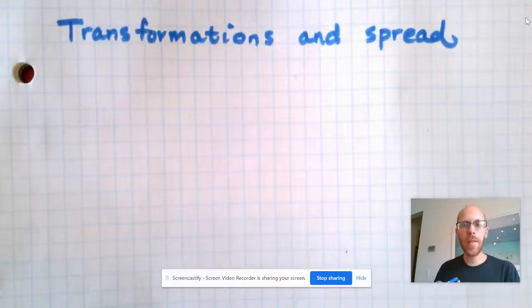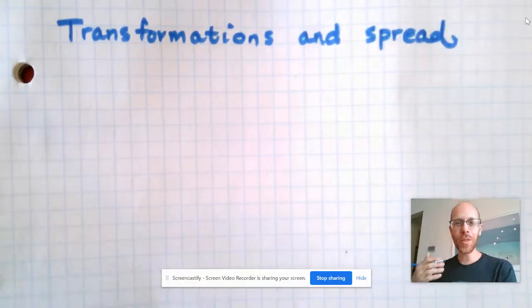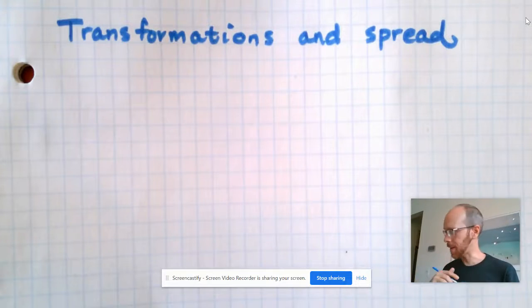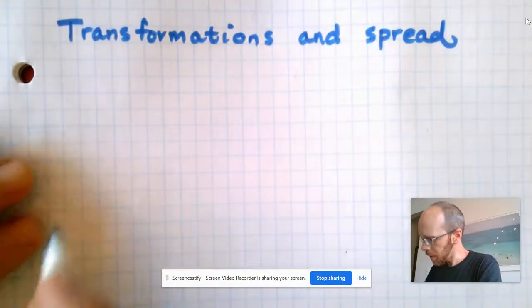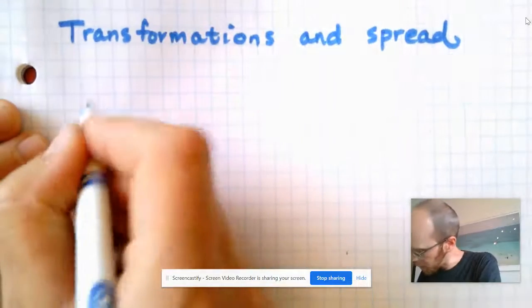Hey everybody, we're writing this down in our books. What we're going to look at now is transformations and how they affect the spread. So let's start with a really simple data set, something like this.